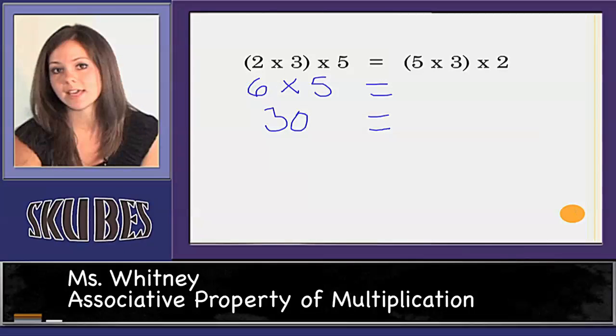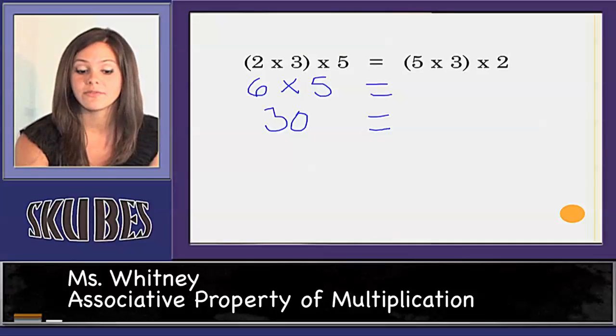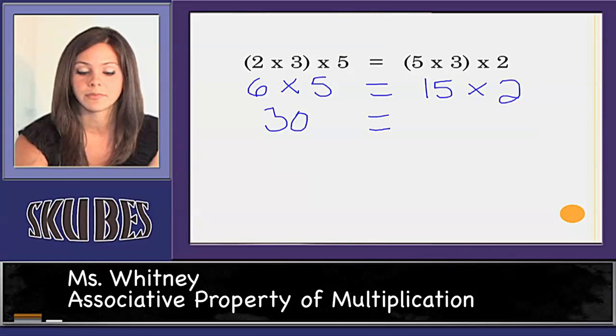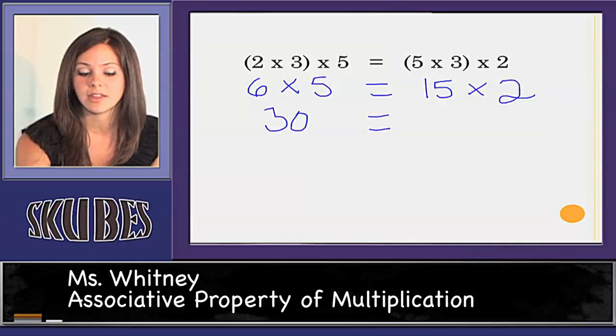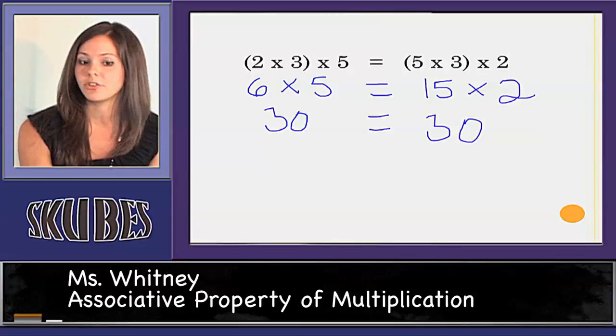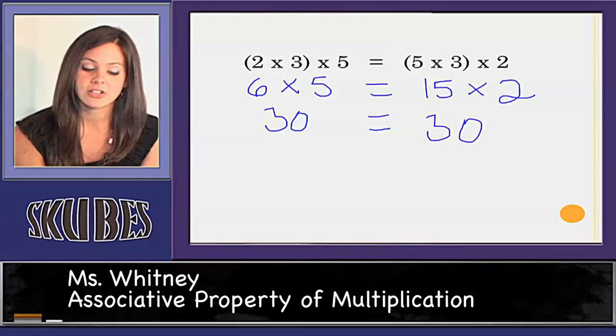Now move to the right side of the equal sign. We start with the 5 times 3. That's 15. Bring down times 2. 15 times 2 is 30. 30 equals 30. It did not matter the way we grouped the numbers. And here's our last example.